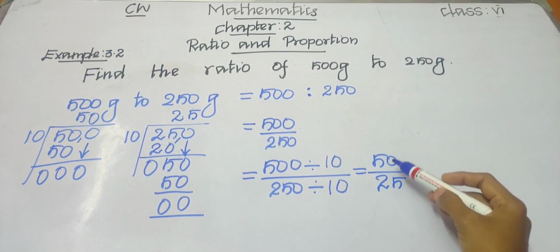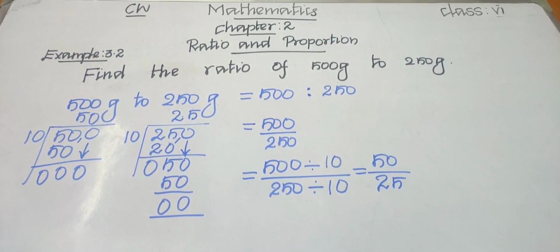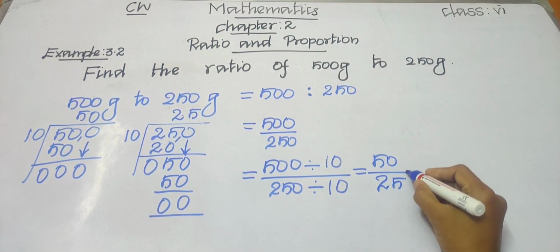Now, can we simplify this in the same table? Yeah, we can simplify, right? If we choose the 25 table, we can cut this, right? So can we divide this by 25? Okay, let us divide this by 25.